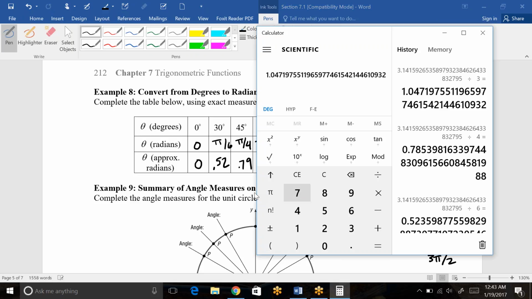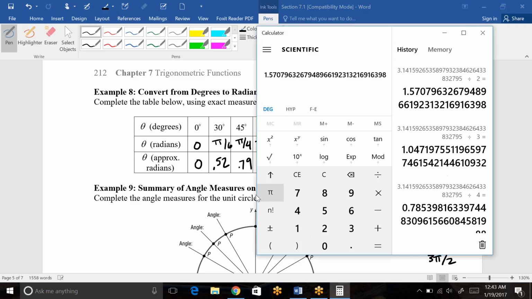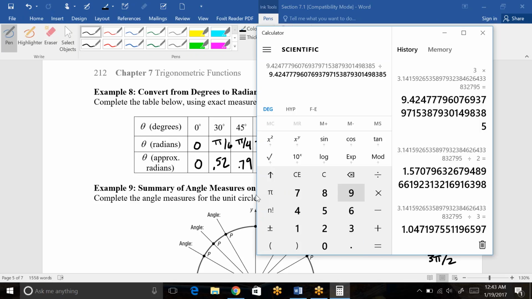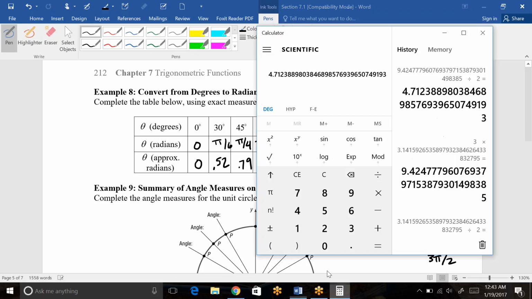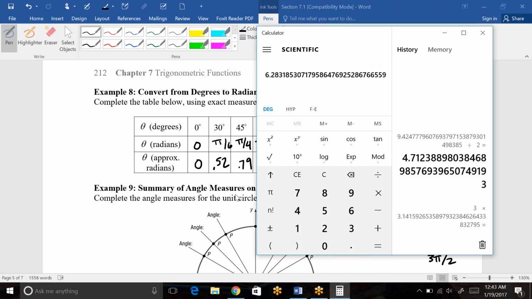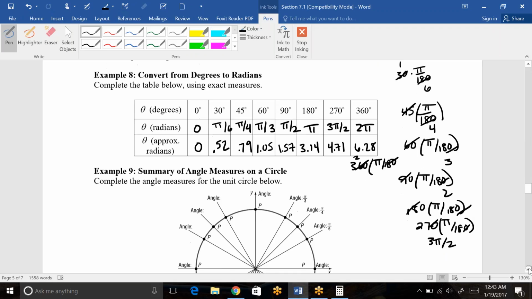Pi divided by 2 is 1.57. Pi we know is 3.14. 3 times pi and then divided in half is 4.71. And 2 pi is 6.28. So if you want to get a real number approximation of where these radians are, these are the measurements that tie to those approximations.